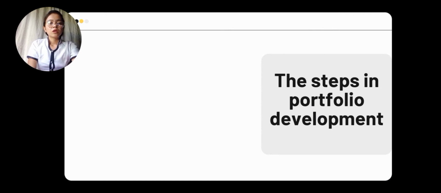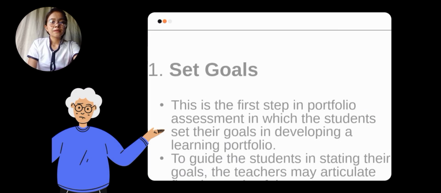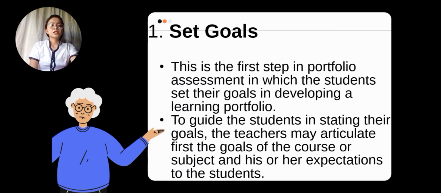So, the steps in portfolio development. We have first, set goals. Second, collect. Third, select. Fourth, organize. Fifth, reflect. Sixth, evaluate. Seventh, confer. Eighth, exhibit. When we say set goals, this is the first step in portfolio assessment, in which the students set their goals in developing a learning portfolio.